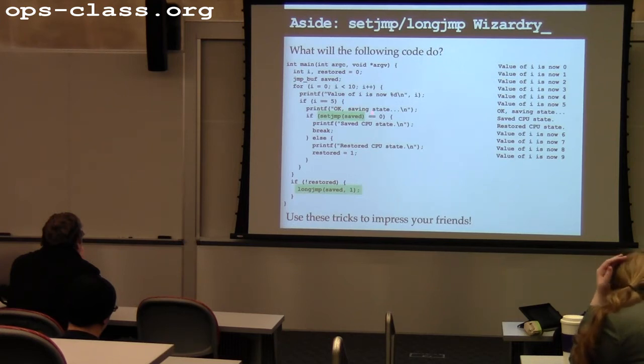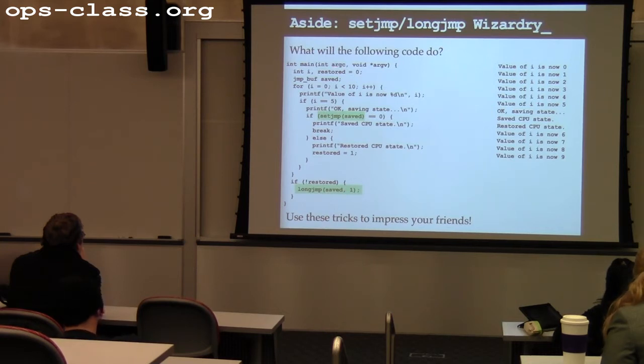Then setjmp has saved the state of my thread at that moment. So if I remember correctly, setjmp is like fork. If I call it for the first time, it returns 0 to indicate that the state was saved. So the first time here, I save the state and I break out of the loop. Now I'm done here. I have this variable restored that I'm using just to decide whether or not I'm going to jump back into the loop. And now when I run longjmp, I'm right back here.